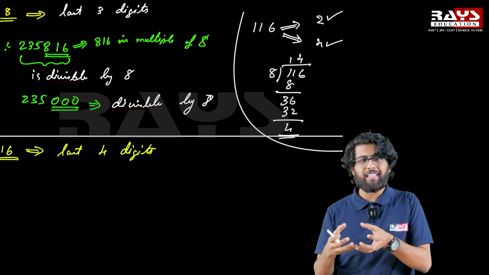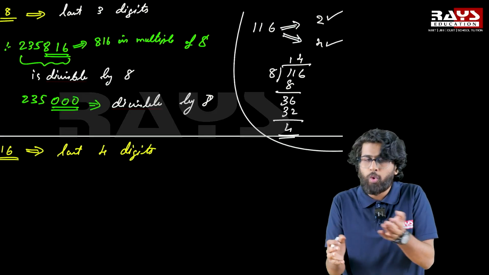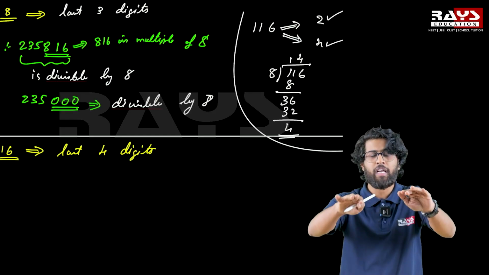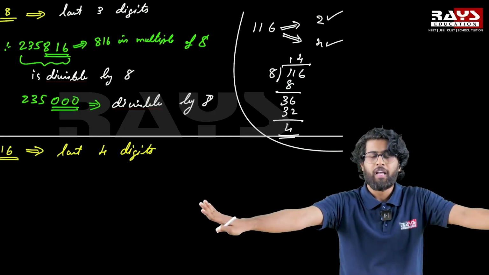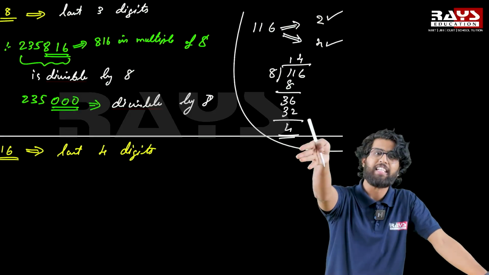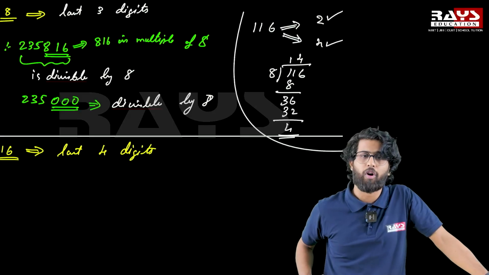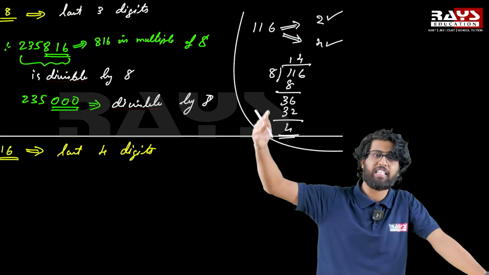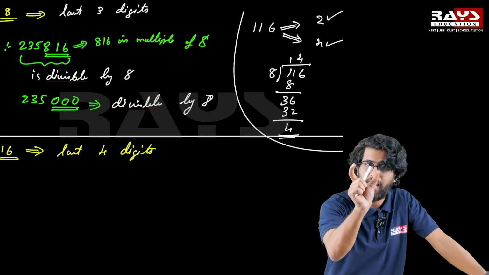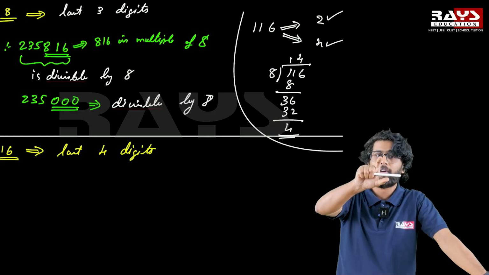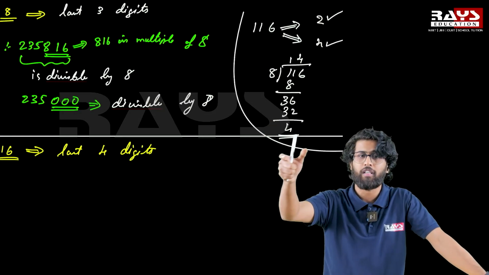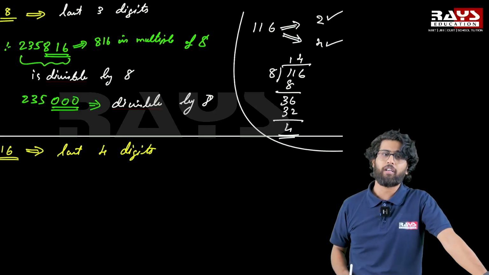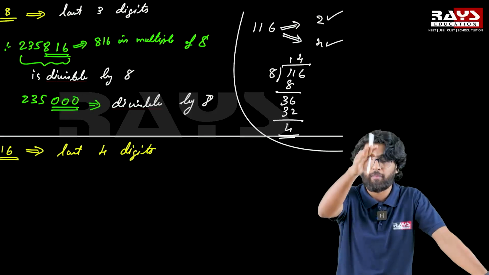If a 3-digit number is given, you don't have any other way, you have to divide it and check. If a 4-digit number is given, you don't have any method, you just have to divide it and check whether it is divisible by 16 or not. And if a 5-digit, 6-digit or 7-digit number is given, you can just take the last 4 digits and check whether it is divisible by 16, or if the last 4 digits are 0, then definitely the given number is divisible by 16 or a multiple of 16.